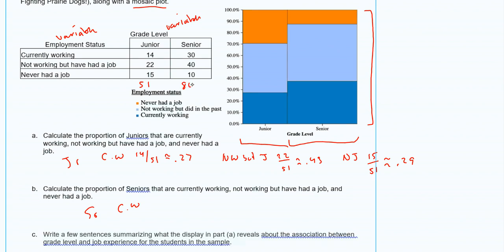And as you can see from a mosaic plot, there is a larger number of seniors that have been sampled. And so we're going to have 30 divided by 80. And 30 divided by 80 is going to give us 0.38. All right, not working but had a job. All right, and that's going to be 40 divided by 80.